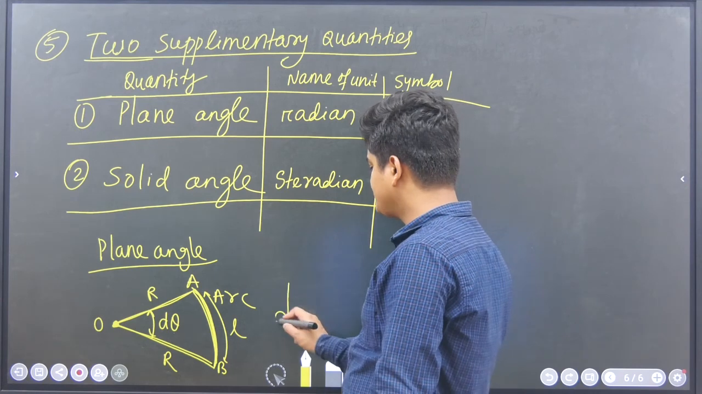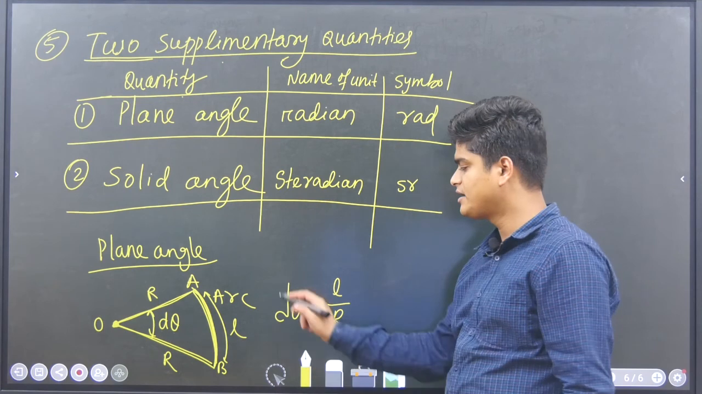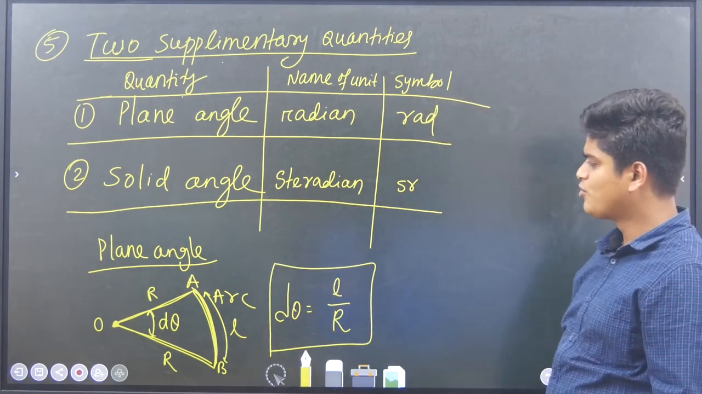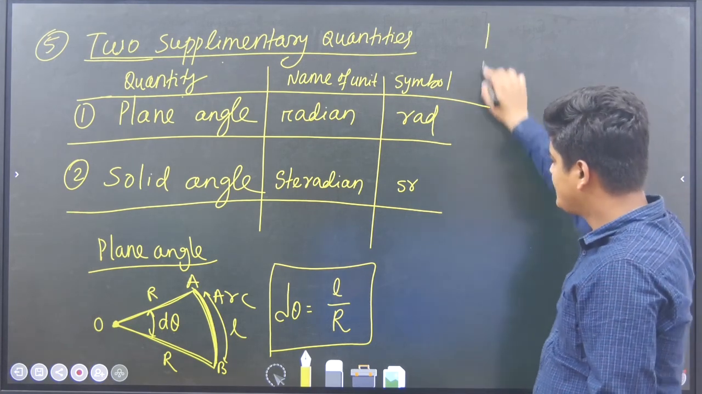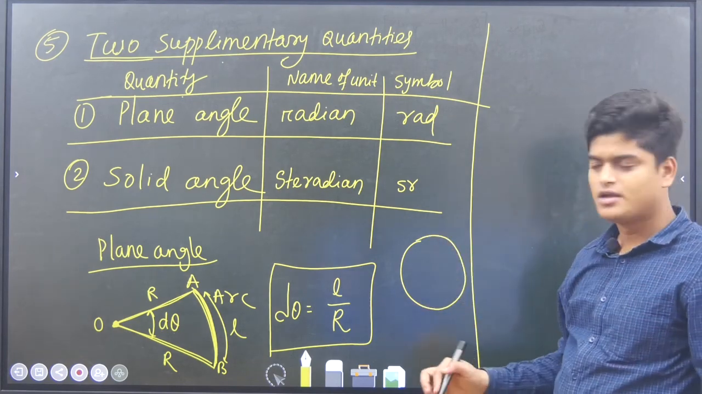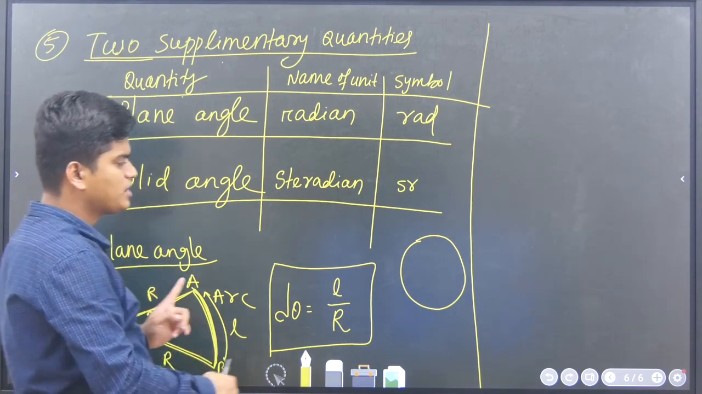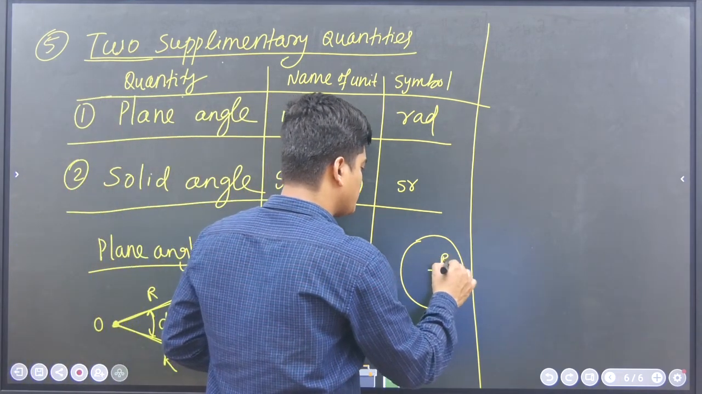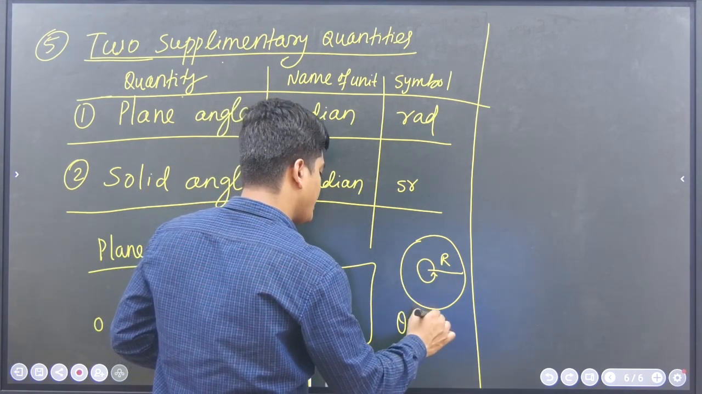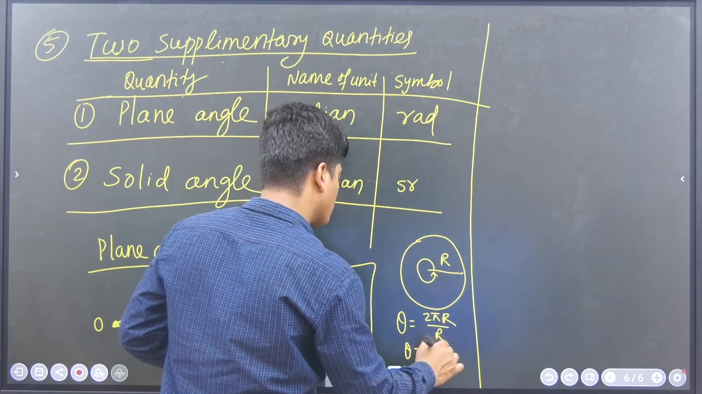If you want to write d theta, it is small l by capital R. So remember, the small plane angle d theta is basically small l by capital R. And for a full plane angle, that means a full circle, the arc L becomes the circumference of radius R. So the total plane angle is L equal to 2 pi r divided by r, which gives theta equal to 2 pi.